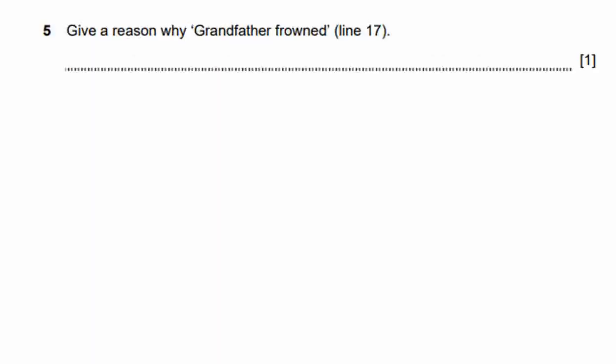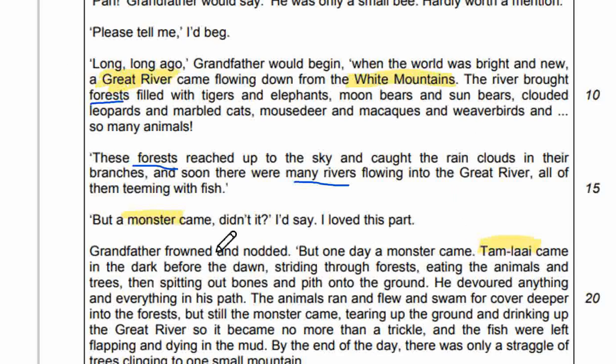Next question. Give a reason why grandfather frowned, line 17. So we underline grandfather frowned. Why? Let's find line 17. Here we go, grandfather frowned. So this is the story: long, long ago, grandfather would begin, and then again, grandfather continued about the forest and the great river. Then there is the boy interrupting. A monster came, and after that, grandfather frowned and nodded and continued, but one day a monster came.